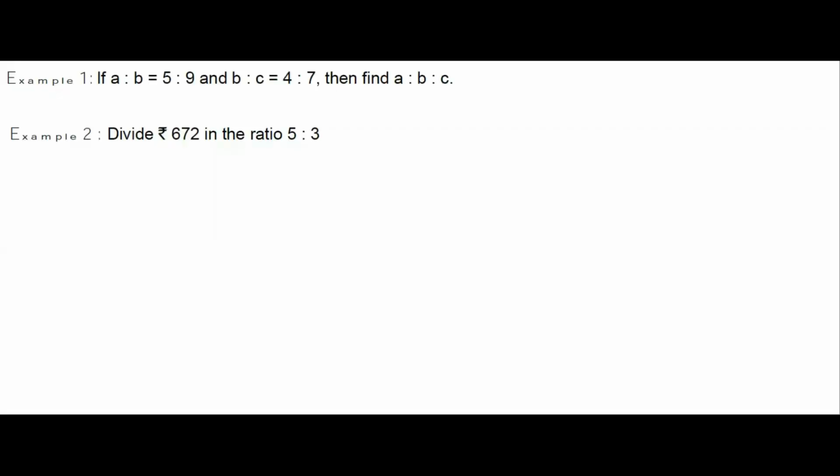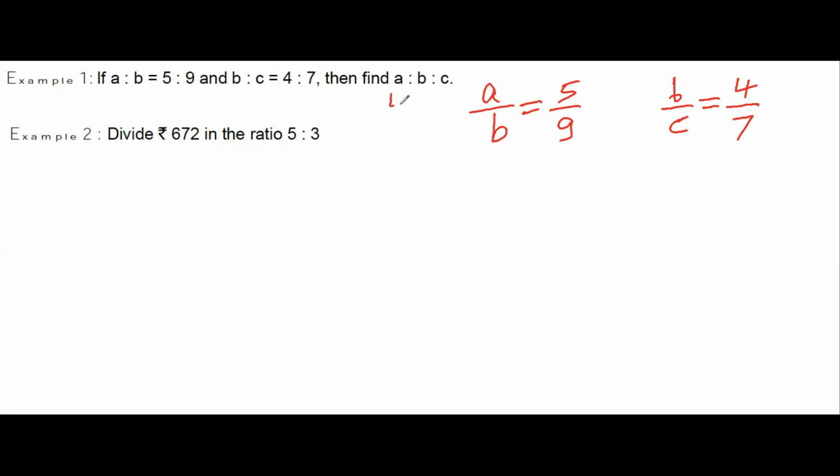Okay, so let's start with solved example number 1. It says a by b is equal to 5 is to 9, meaning a is to b is equal to 5 is to 9. So I can write a by b is equal to 5 by 9. Then it says b is to c, so I'll write b divided by c is equal to 4 by 7. Then find a is to b is to c.